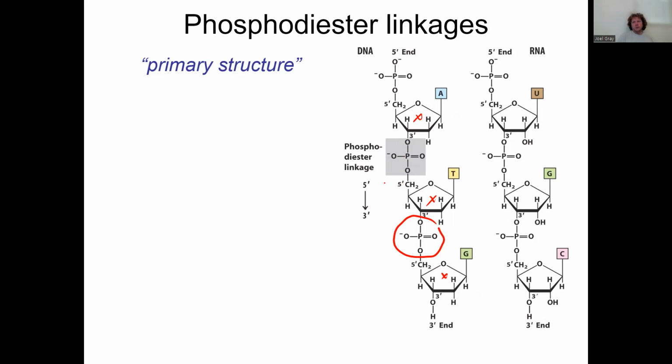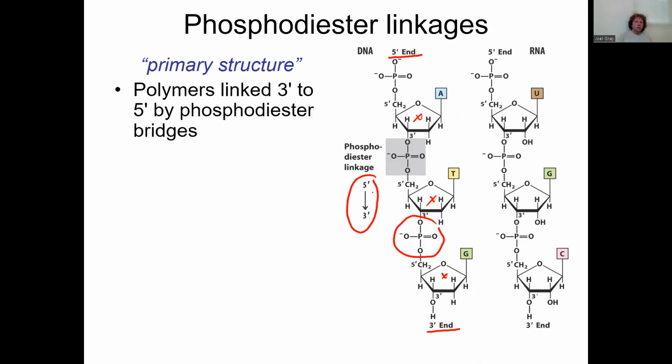These phosphodiester linkages are what connect sugars to one another. Our primary structure is our way of looking at and reading a DNA or an RNA molecule. If you look at this molecule, it is aligned in the 5' to 3' direction, which is how we read a DNA sequence. So we have these phosphodiester linkages that connect a 3' carbon to a 5' carbon, a 3' carbon to a 5' carbon, and so on.